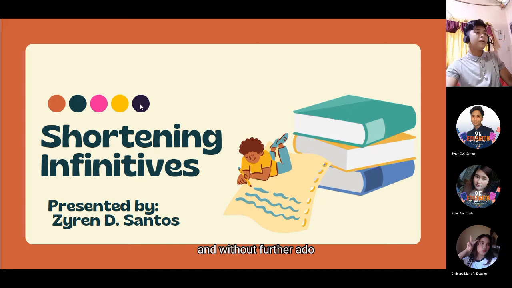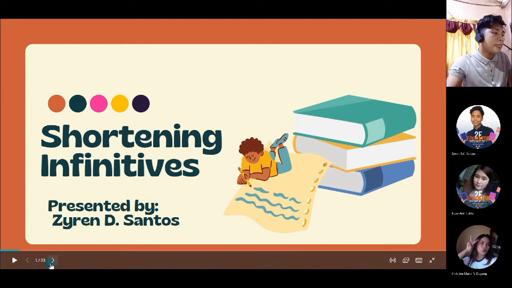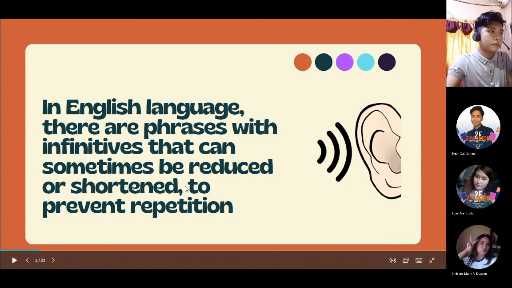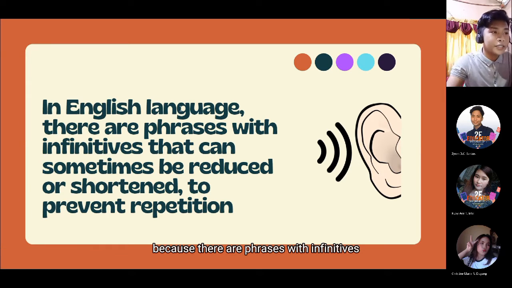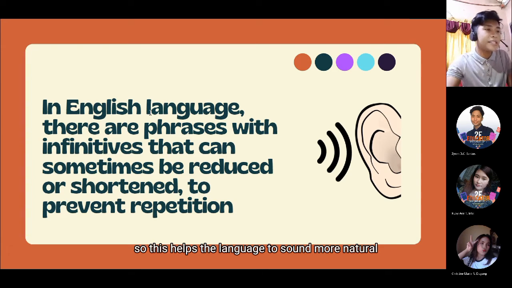Without further ado, let me now discuss our lesson for today. This is all about the shortening infinitives. We call it shortening infinitives because there are phrases with infinitives that can sometimes be reduced or shortened to prevent repetition. This helps the language sound more natural.